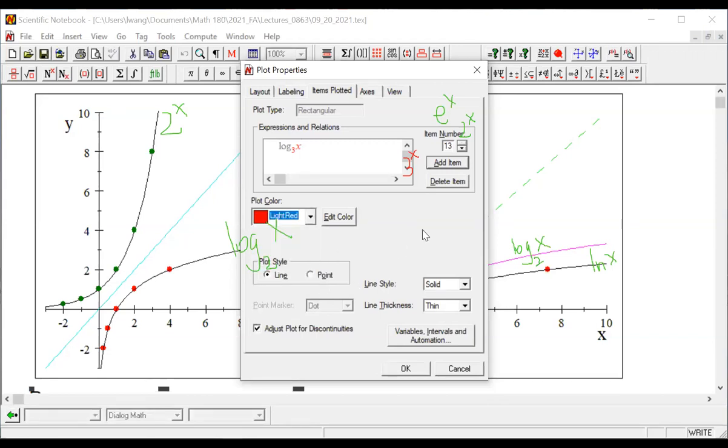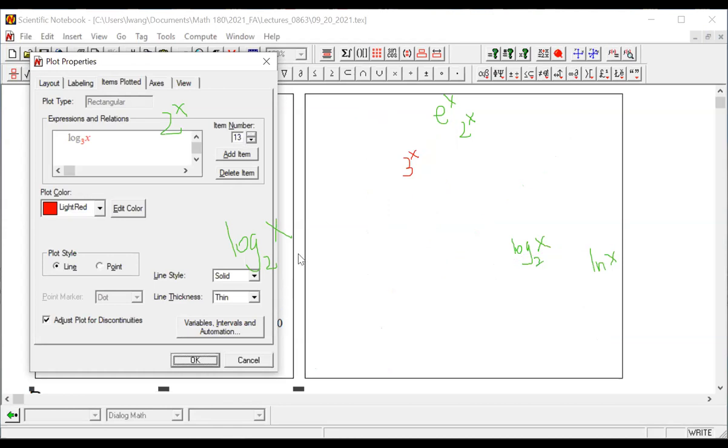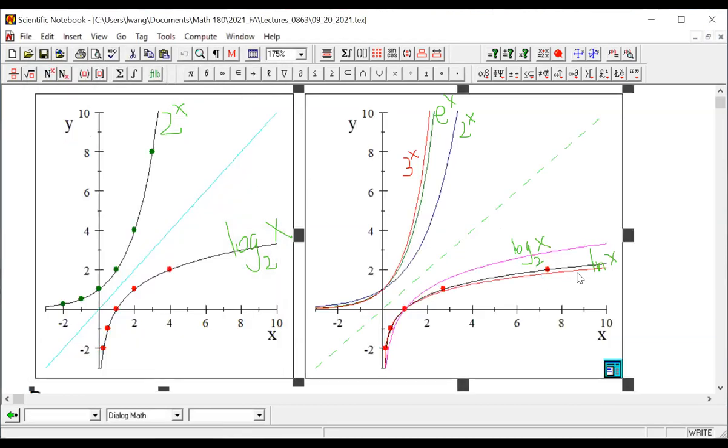Are you guys ready? Have you made your guesses? Is it going to be higher, lower, or in between? What do you think? This will be higher on this cluster, right? This is one family, this is another family, right? That red one is log base 3x.